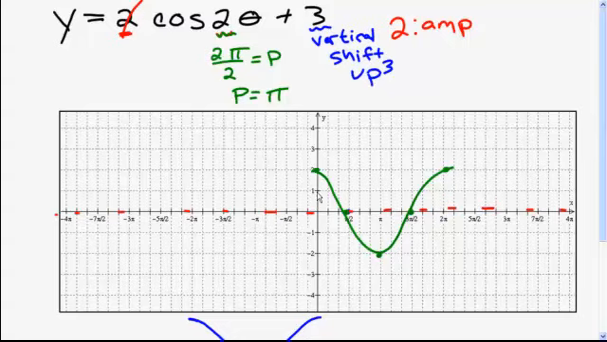So this was at 2, add 3, it's up at 5. Here was my other max, add 3. My min was at negative 2, add 3. These values were at 0, add 3. This value over on this side was 0, add 3. You have your principal axis through here.